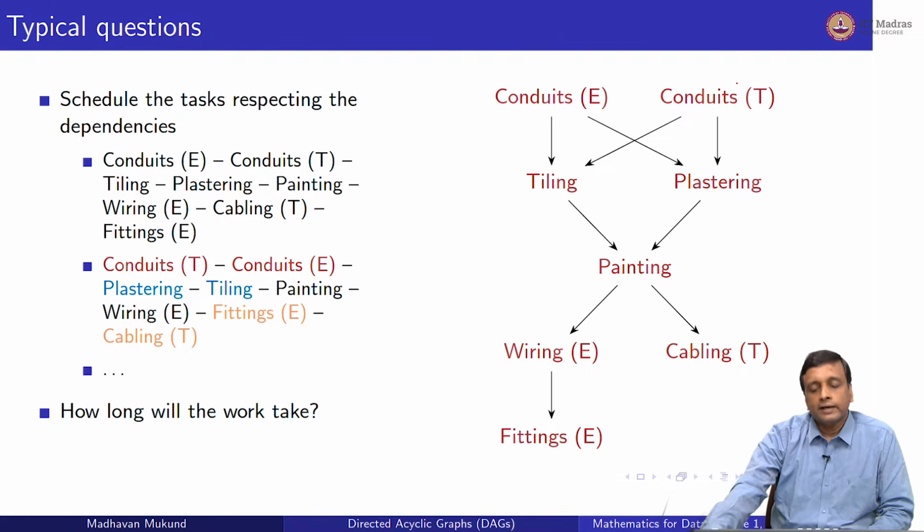Similarly, we can have the wiring and the cabling done at the same time. So if we can do all this, if we can optimize this so that things which are not dependent are done in parallel, then how soon can we finish this? How many days will it take to complete all these tasks following these dependencies?